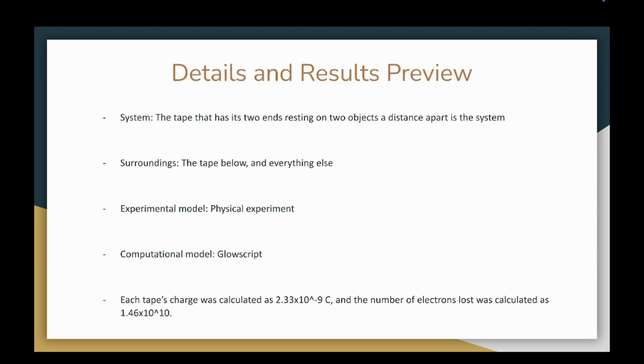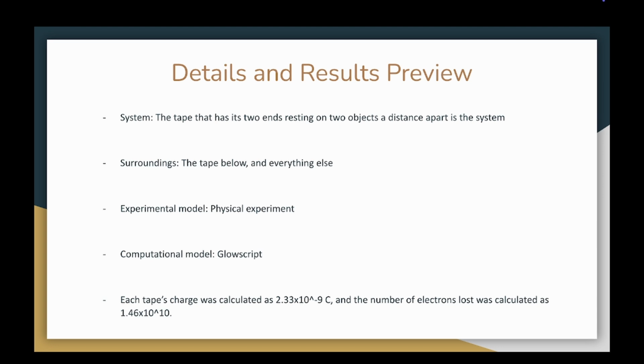So, some details and results preview before we get into it. The system of the experiment is the tape whose two ends are resting on two objects a distance apart, which is also known as tape B. The surroundings of the experiment is basically everything else, including the tape below that's going to make tape B float. The experimental model is the physical experiment, and the computational model is created using GlowScript.